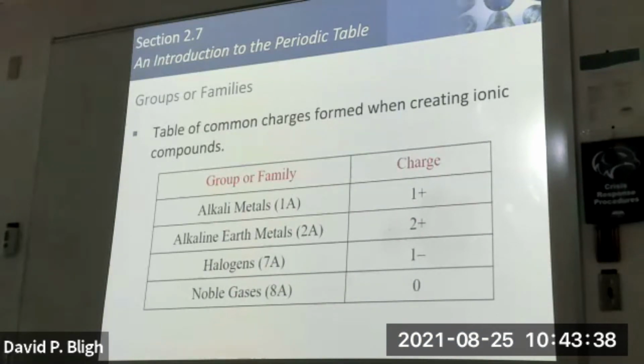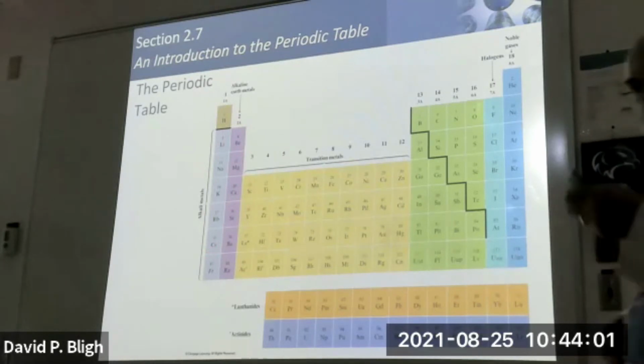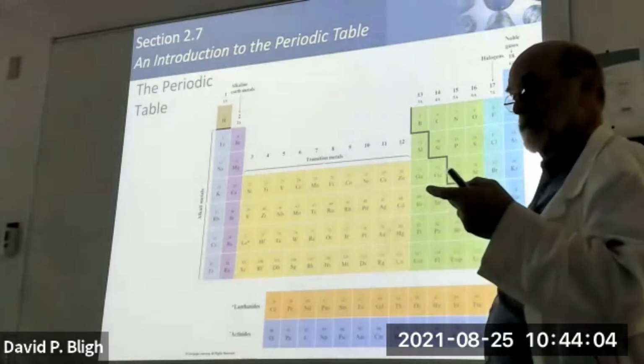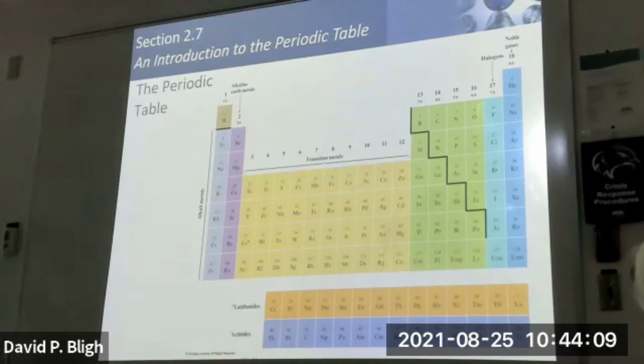Other characteristics of these groups is some of them have fixed charges. Right? So let's go back to the table. This group right here, when they form ions, they always form +1 ions, 1+ charge. This group always forms 2+ charges. Okay, now we're talking about ionic compounds. And you can say that about the metals. That's all they do. Well, there is a metallic bond, but we're not going to talk about that right now.